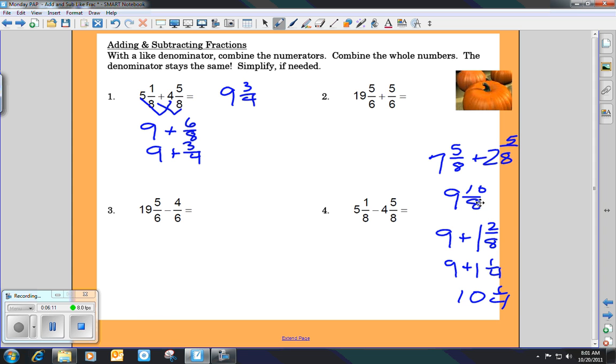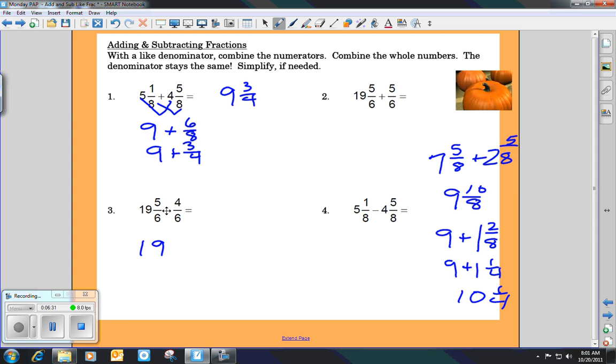Okay, so you're going to end up with an improper fraction on number 2. You're going to have to simplify it into a mixed number and then combine it with your other whole number to get your answer for number 2. Number 3, we're subtracting. Once again, we pretend there's a 0 here. 19 minus 0 is still 19.